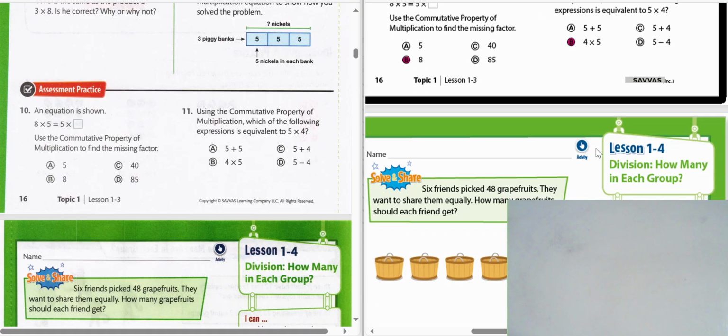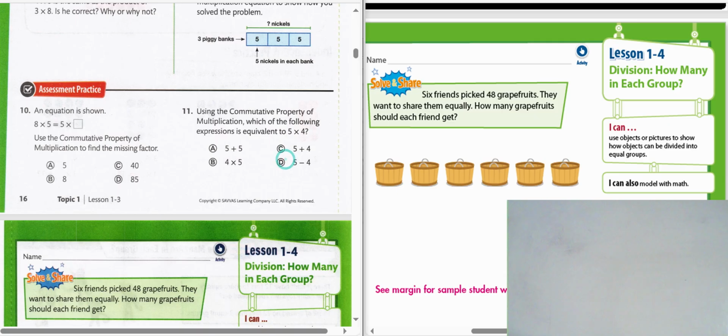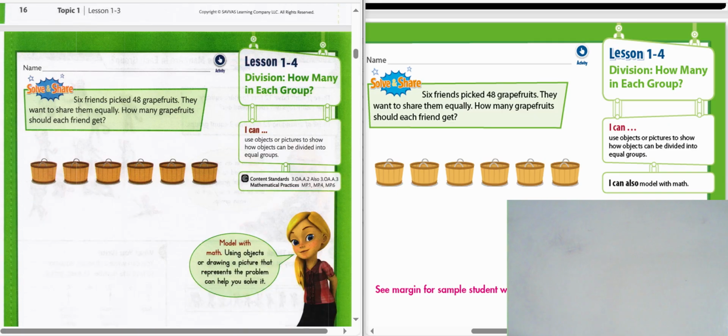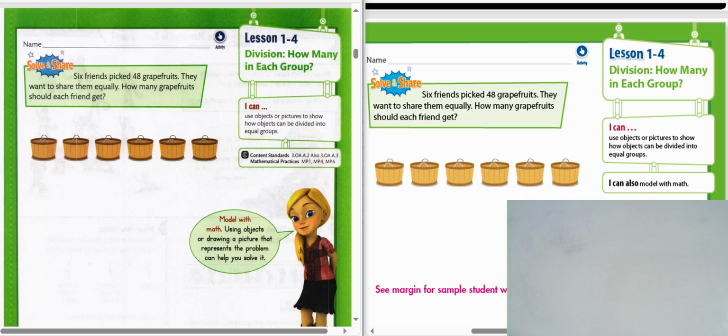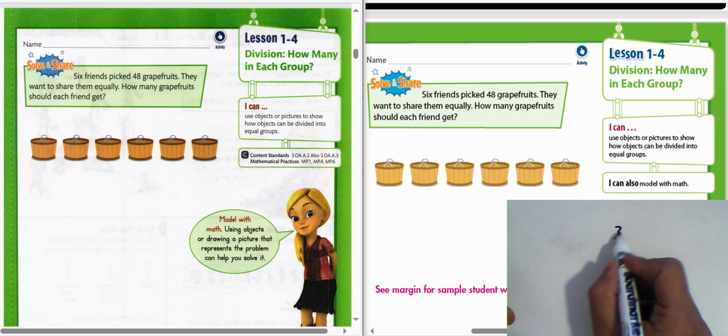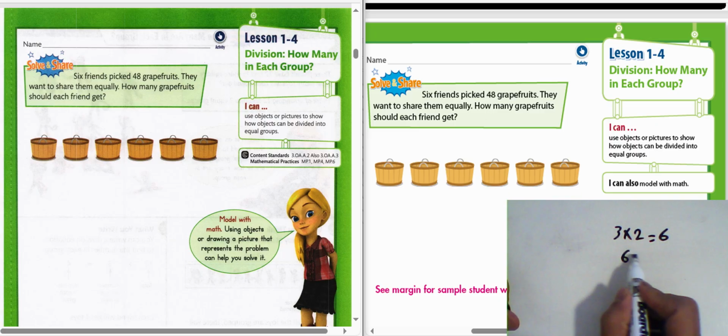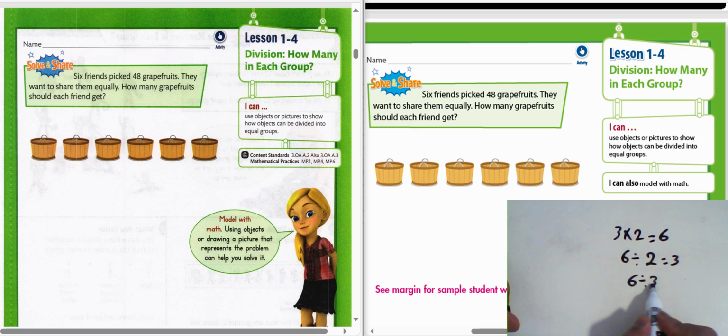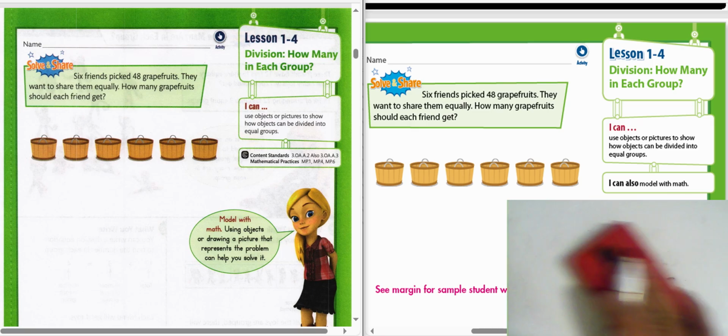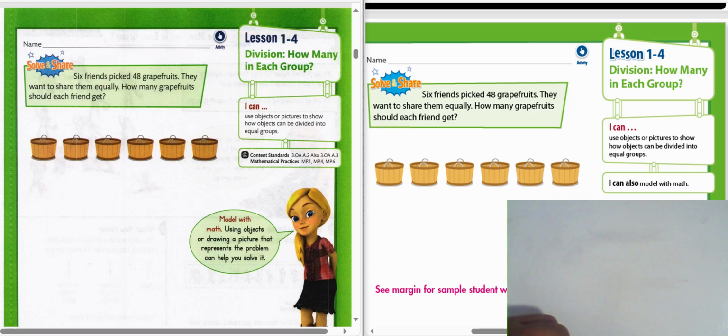Okay. Next lesson, number 4, division. Now we will explain division. You know division is the operation that is the inverse of multiplication. Like when I ask you 3 times 2 equals what? Equals 6. We know 3 multiplied by 2 equals 6. Then 6 divided by 2 equals 3, or 6 divided by 3 equals 2. Okay, it's the inverse of multiplication.